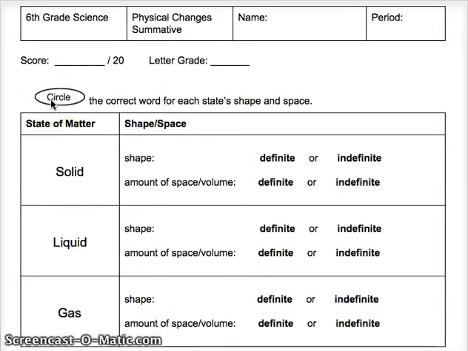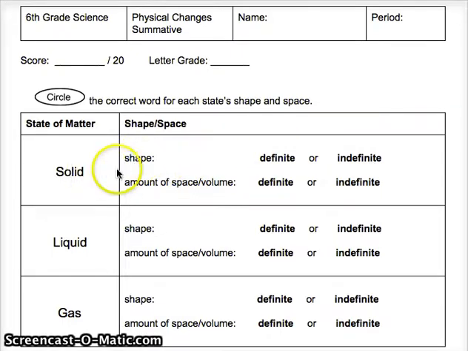The first part of the test is all about the three states of matter: solid, liquid, and gas. It says circle the correct word for each state's shape and space. So you are going to think about the shape and space or volume for each of the three states. And we use these words: definite, meaning doesn't change, or indefinite, meaning changes.